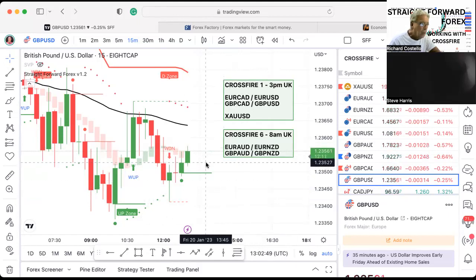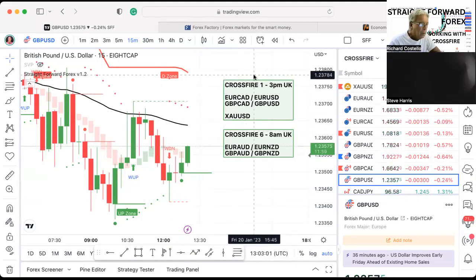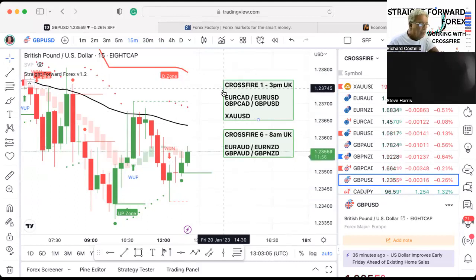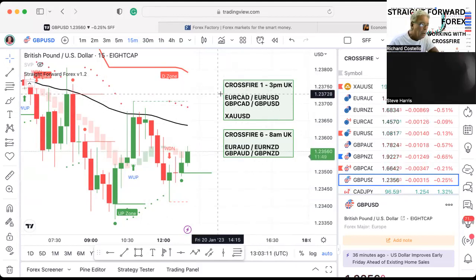So here we go. This is my TradingView chart for GBP USD. I'm on the 15-minute time frame, and I'm looking at Crossfire, which we look at between 1 and 3 p.m. UK time. The Forex pairs that we look at are those four there. So there's 2 US dollar pairs and 2 Canadian dollar pairs.